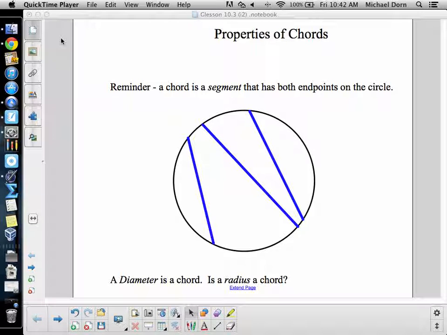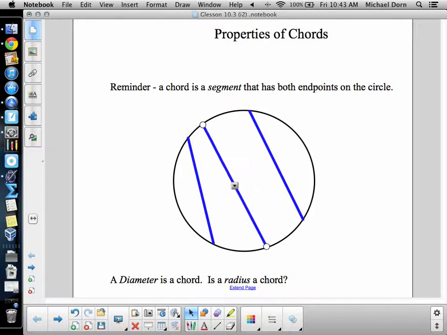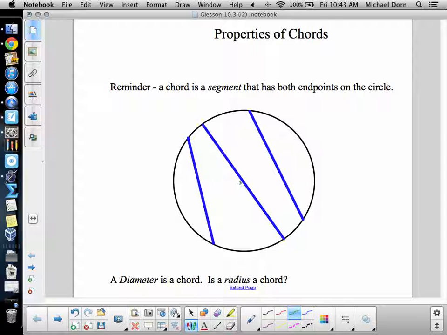All right. We know that a chord is a segment that connects two endpoints on the circle. A diameter is a chord of a circle, okay? A diameter is a chord that passes through the center. So if the center of my circle is right there, that would be a diameter. But it's still a chord because both endpoints are on the circle.